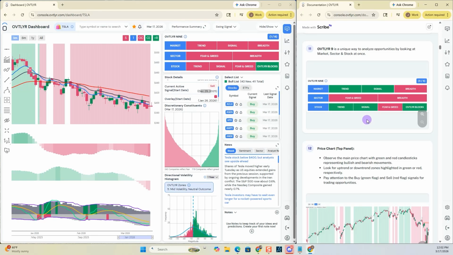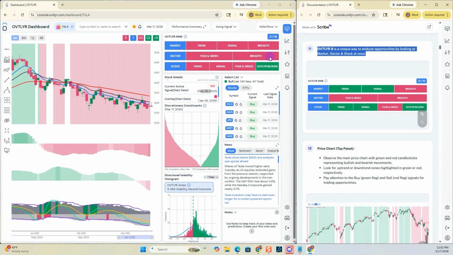Outlier 9. Again, looking at the user guide, Outlier 9 is a unique way to analyze opportunities by looking at the market, the sector, and the stock in one view. We can see the Outlier 9 here in the top right of our screen. In this case, for ticker Tesla, we're seeing a 1 of 9.